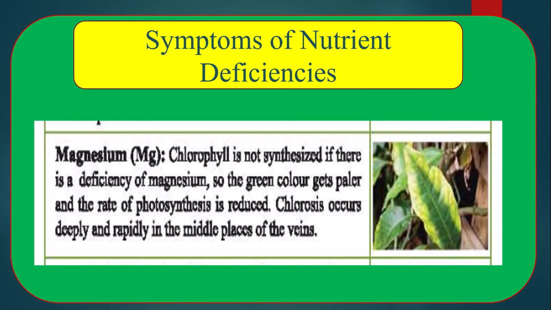Magnesium. Chlorophyll is not synthesized if there is a deficiency of magnesium, so the green color gets paler and the rate of photosynthesis is reduced. As the photosynthesis process is reduced, the total food producing system will be affected. Chlorosis occurs deeply and rapidly in the middle places of the vein.